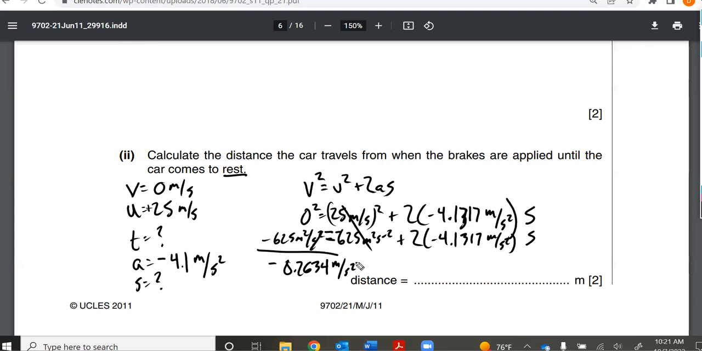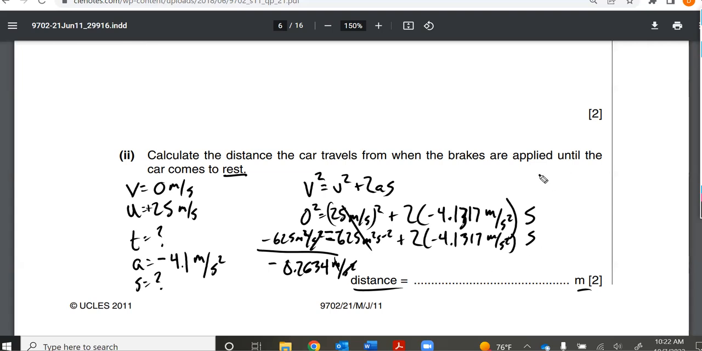So these per second squareds are going to cancel, and one of these meters is going to cancel. So we're left with meters of distance, which is why you want to keep the units in there, to make sure that everything cancels out with the units also. When I square this velocity, meters per second, I'm also squaring the units, and that's how we can cancel out the square seconds in the acceleration term. So 625 divided by 8.2634 solves for the distance, and it's 75.